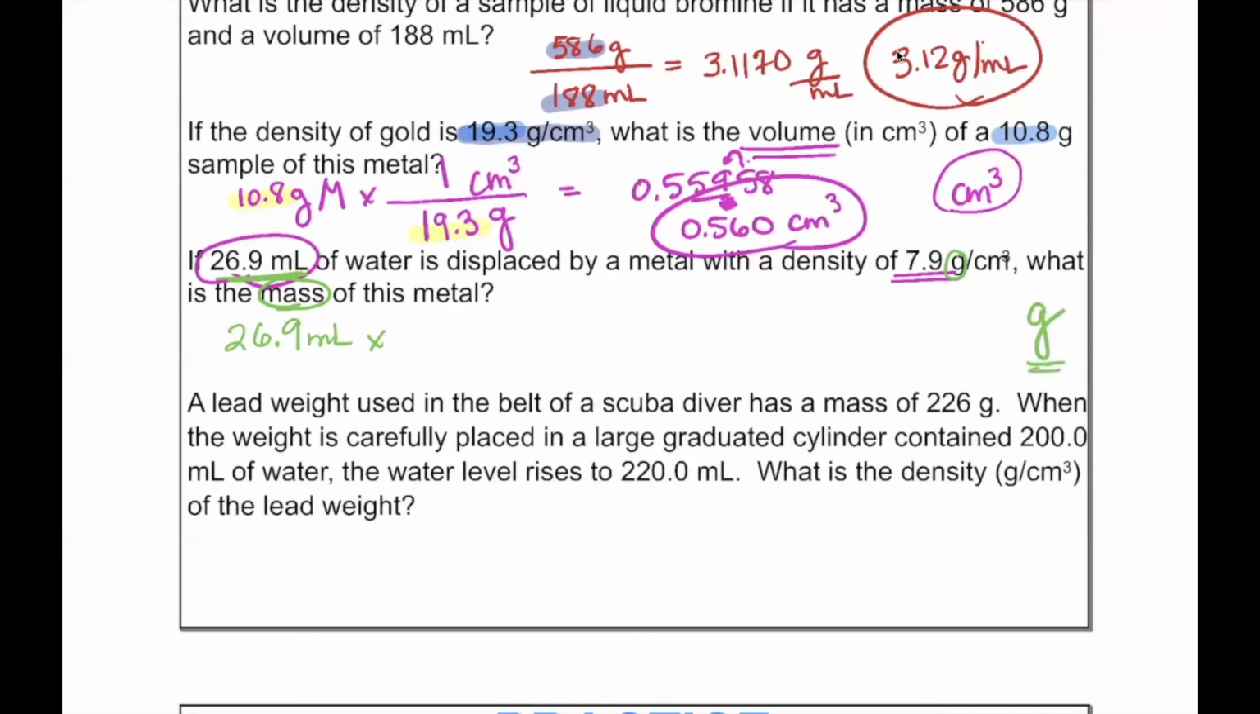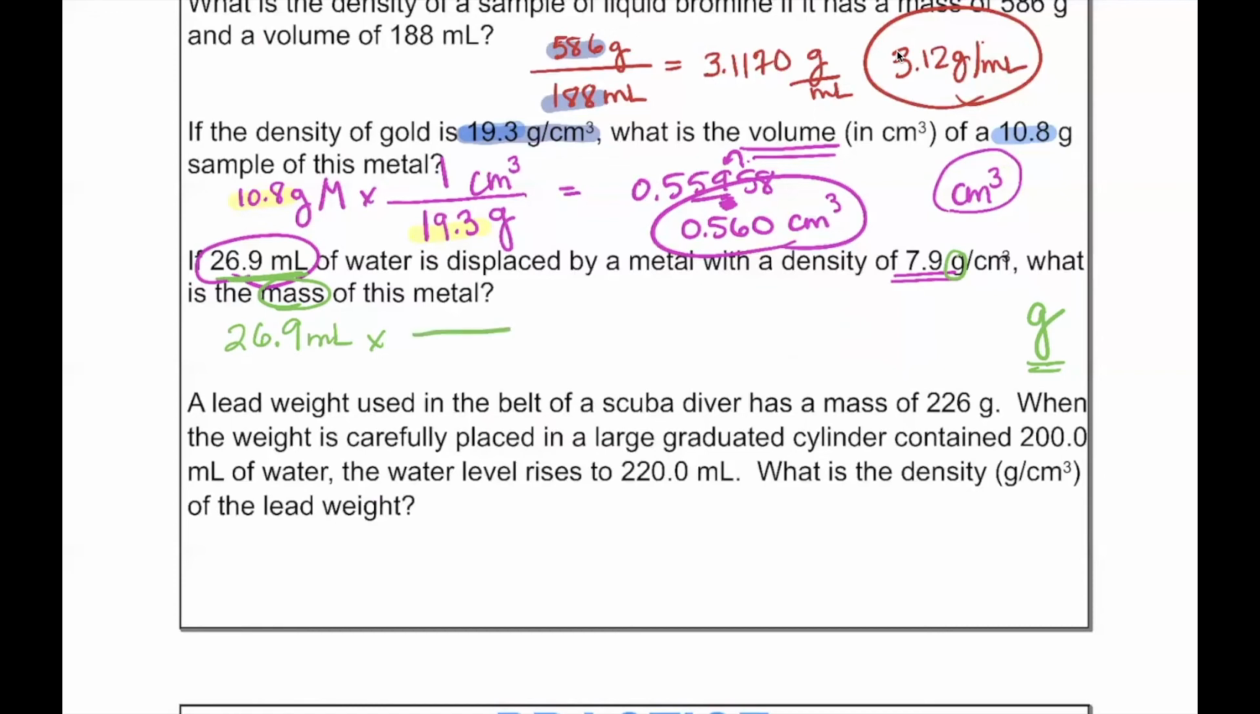Okay, so now I have milliliters and I need to get to grams. And I'm given this conversion factor that says 7.9 grams per cubic centimeter. But I already told you that every cubic centimeter equals a milliliter. So let's see how we're going to do this. I'm going to erase this here so that we can solve it one by one. The first thing I'm going to do is convert my milliliters into cubic centimeters.